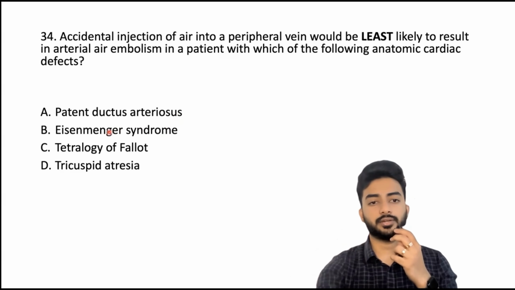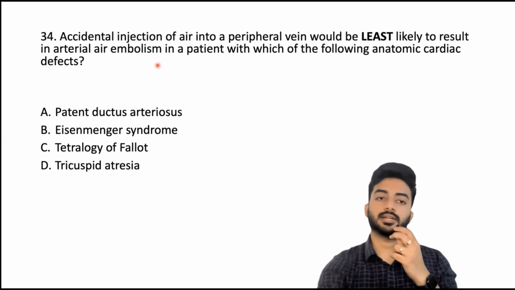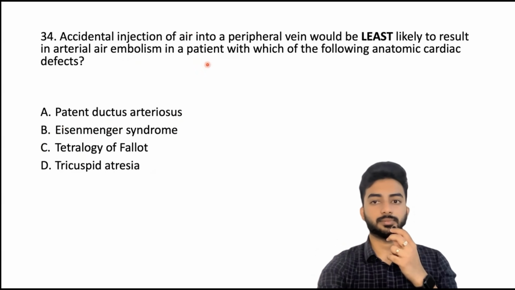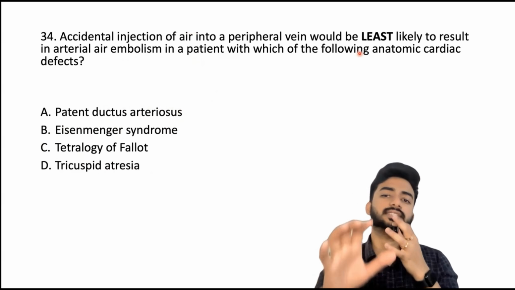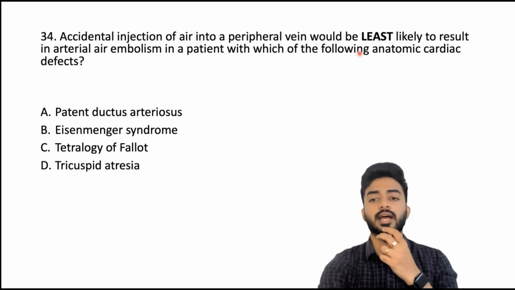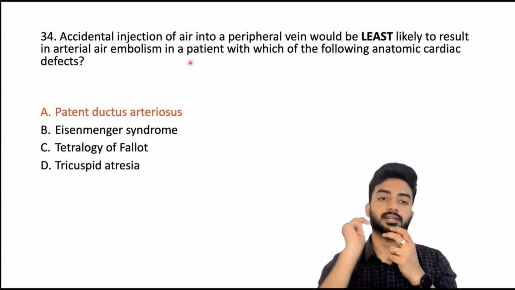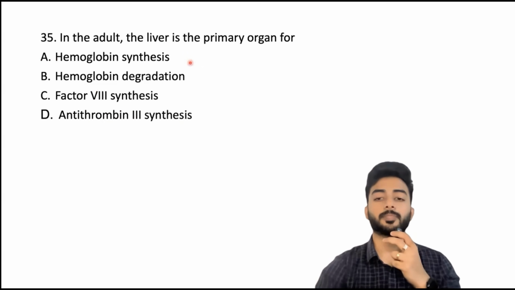So all this right to left shunt will cause air embolism, that is arterial air embolism in the patient, but PDA is usually left to right shunt, which won't cause. So they are asking which of the following is least likely to result in an arterial air embolism. The answer is option A, that is patent ductus arteriosus.